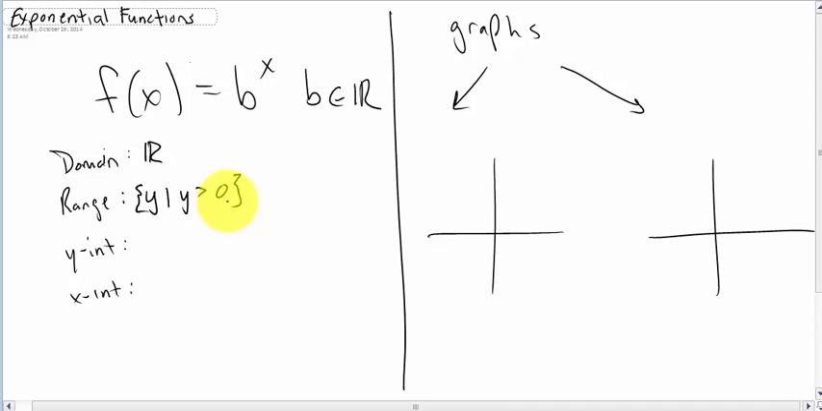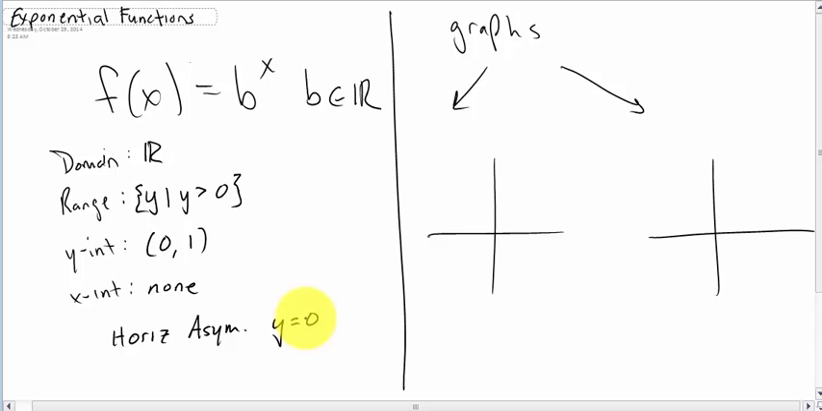The y-intercept: if I plug x equals 0 in, any real number to the 0 power is going to be 1. So the y-intercept is (0, 1), and the x-intercept, there is none. What we have is a horizontal asymptote, which is y equals 0. This graph approaches y equals 0, but never gets there.